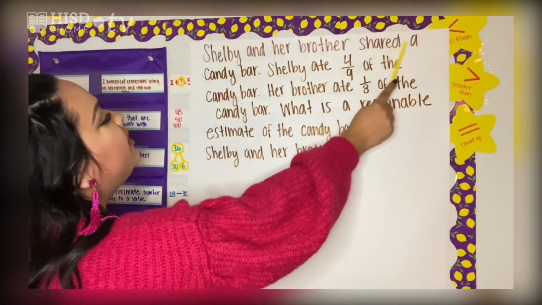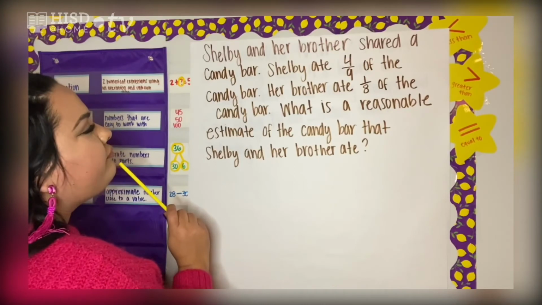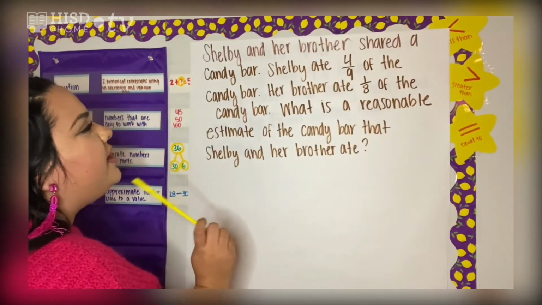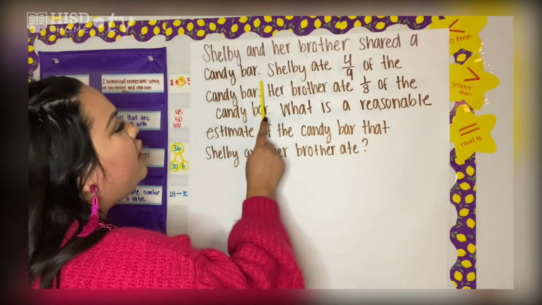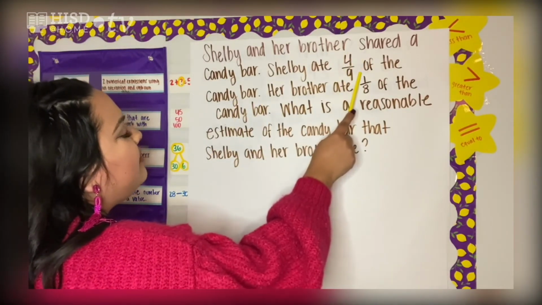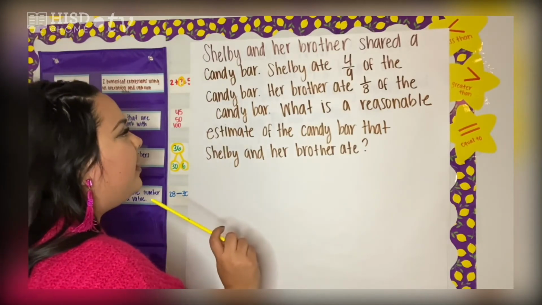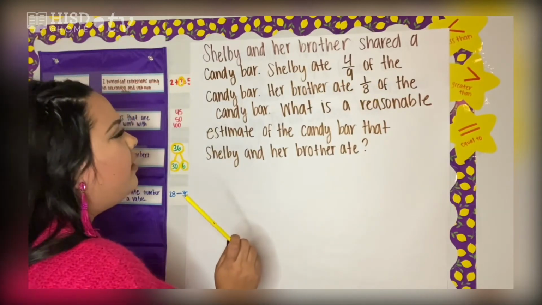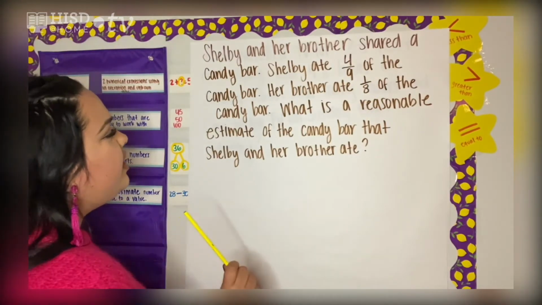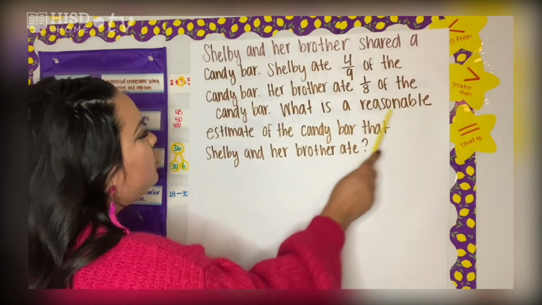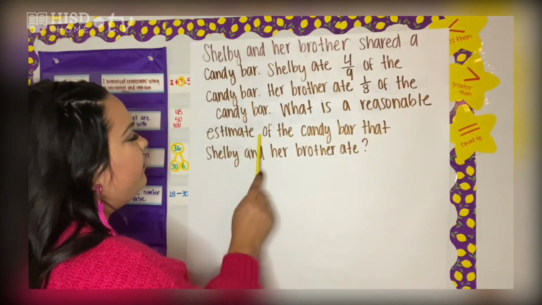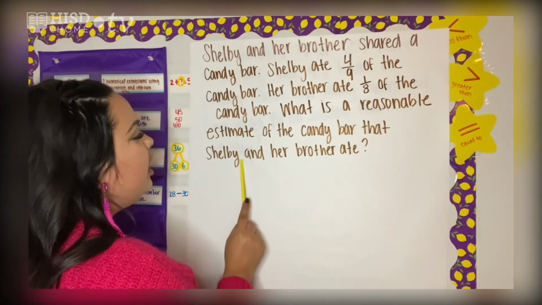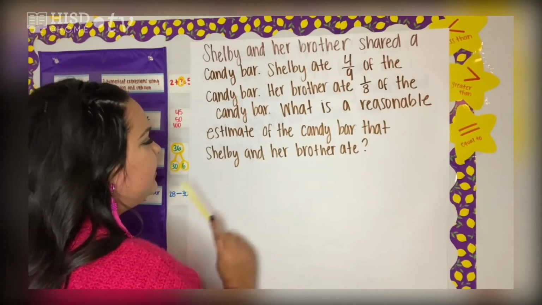Shelby and her brother shared a candy bar. Okay, so I see that they shared it. All right, so they ate it together. So Shelby ate 4/9 of the candy bar. Okay, I can kind of picture 4/9 in my mind. And her brother ate 1/8 of the candy bar. Okay, I remember the fraction bars, so I know what an eighth looks like. What is a reasonable estimate? Estimate, I remember that word. Estimate of the candy bar that Shelby and her brother ate.